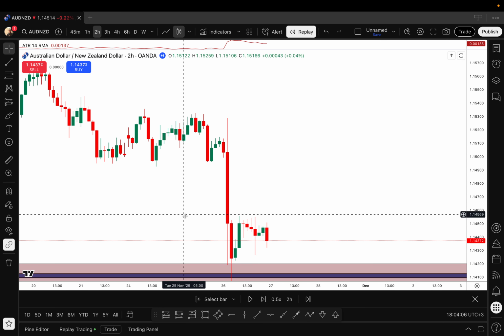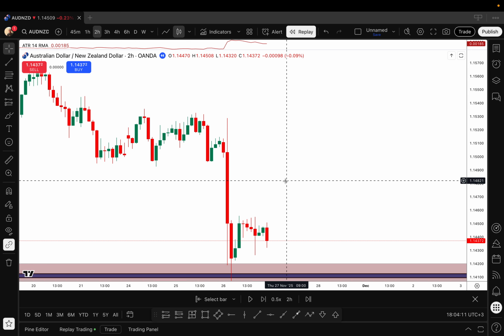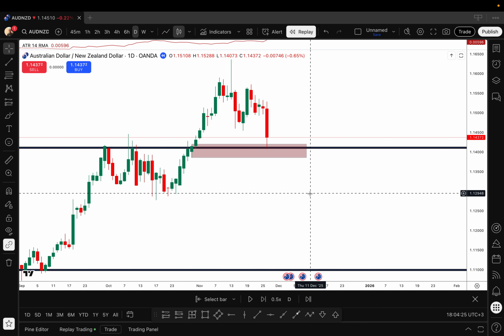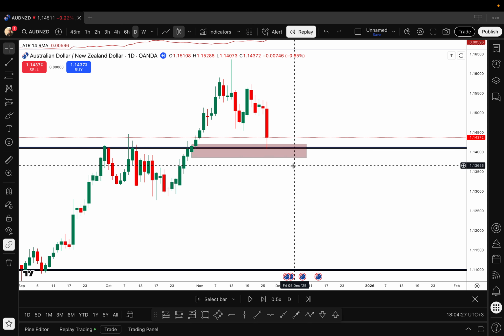This is AUDNZD. This is the 2-hour time frame, and the first thing we said you want to do when you go to the charts is go to your highest time frame. What is my highest time frame I'm going to use today? I'm going to use the daily time frame. So you want to go to your highest time frame, and what do you want to do? You want to mark out your zones on the highest time frame. So the first thing is go to your highest time frame. Second, on your highest time frame, you want to mark out your zones, that is support and resistance, demand and supply, and then any chart pattern that you can see.